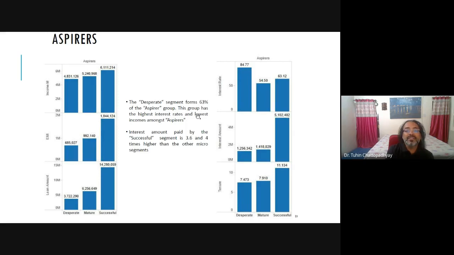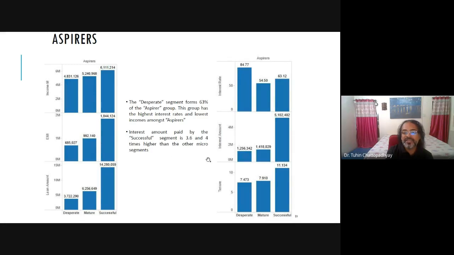This group has the highest, and the lowest income amongst aspirants. Whereas if you look at the income part, it has got the lowest income and is paying the highest, 85%. They're disparate. And the interest amount paid by the successful segment is 3.6 and 4 times higher than the other micro segments.